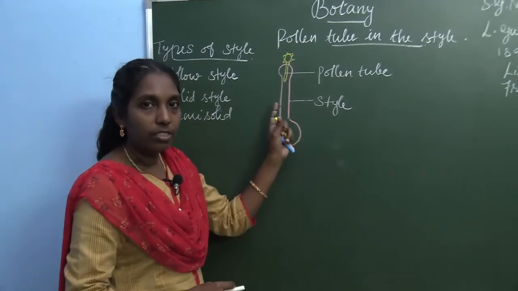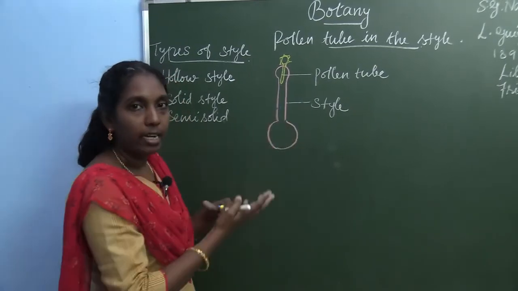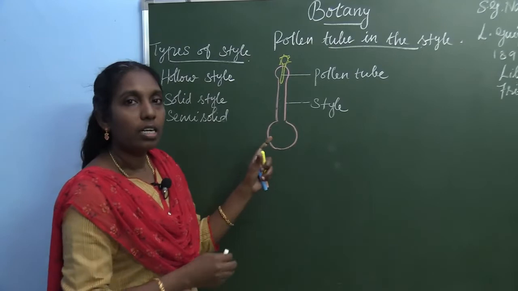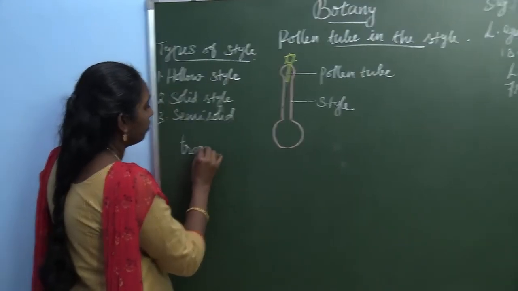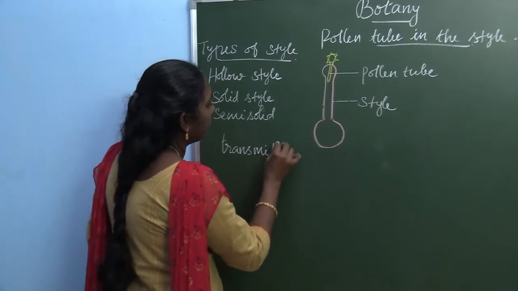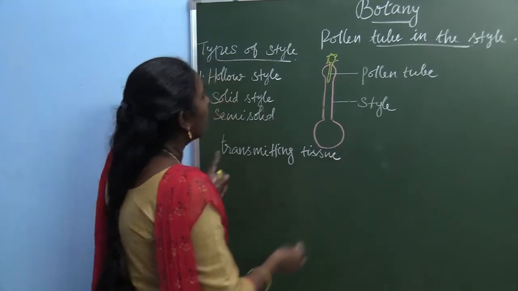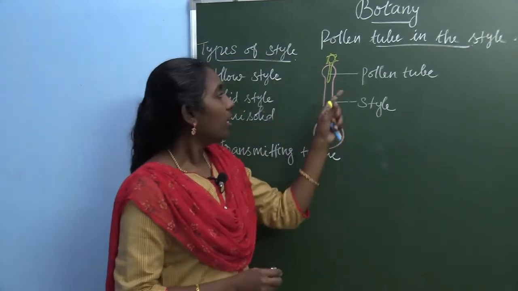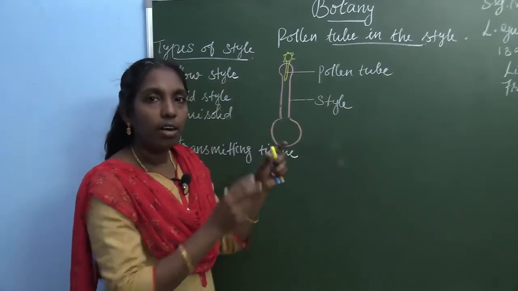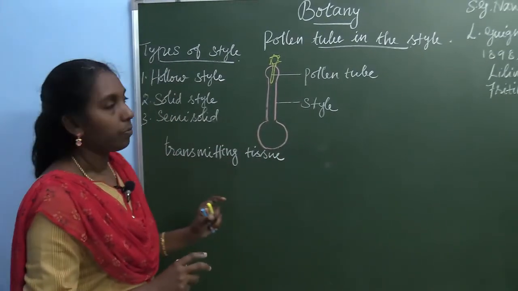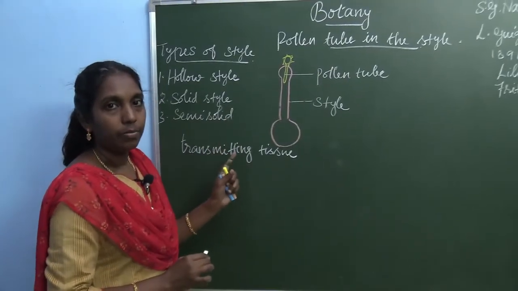So, this region is lined by this hollow canal. It's lined by a glandular tissue called transmitting tissue. In this type of style, hollow style, this canal is lined with a single layer of glandular cells. Second type of style is solid style.